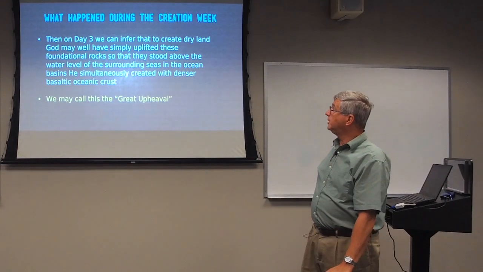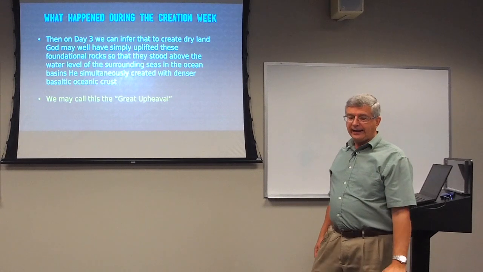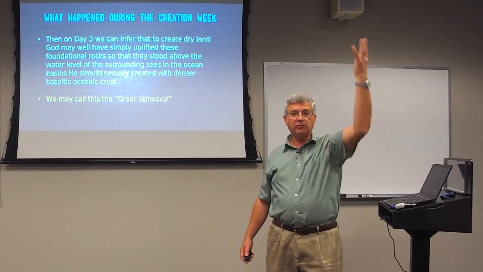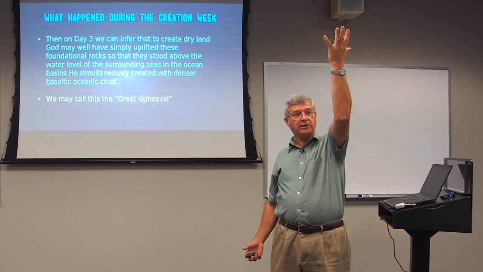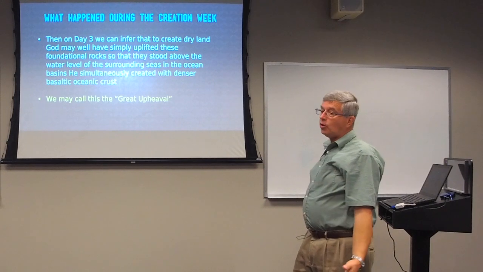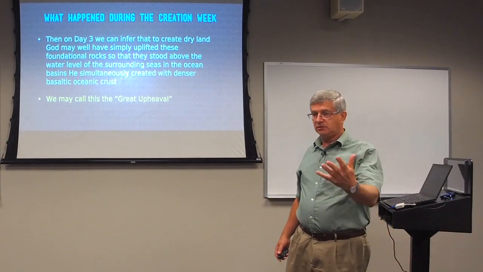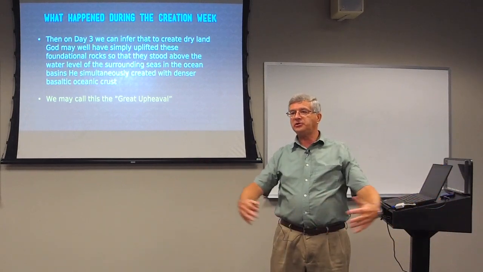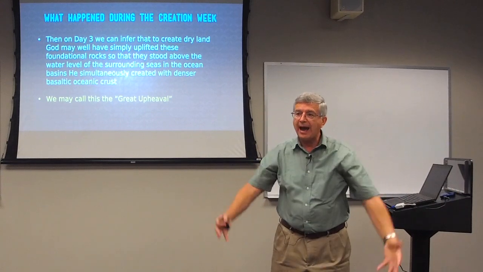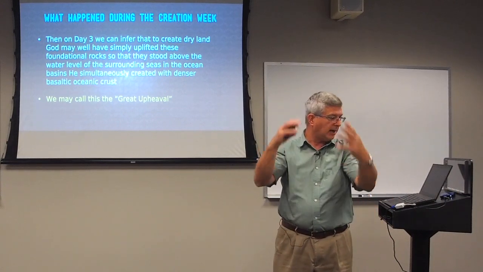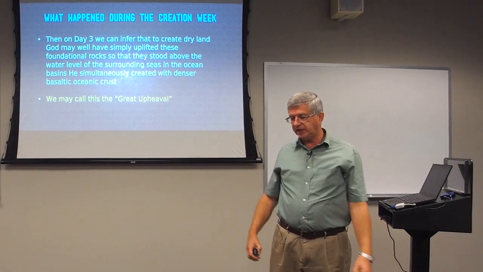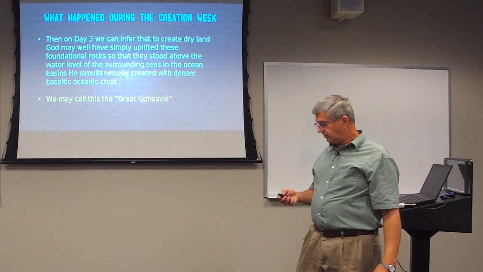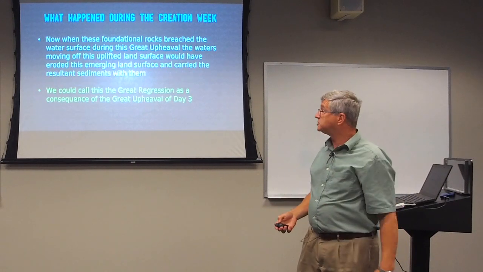Because what happened on day 3? God created dry land. The best way to do that was to simply raise some of that crust up above the waters so that you would breach the waters, and we could call this the Great Upheaval, where God on day 3 said, "Let there be dry land," and He gathered the waters into one place. There was uplift of some of this primordial crust of granites and some of these sedimentary rocks that He'd formed earlier, and they were now exposed on the earth above the waters.